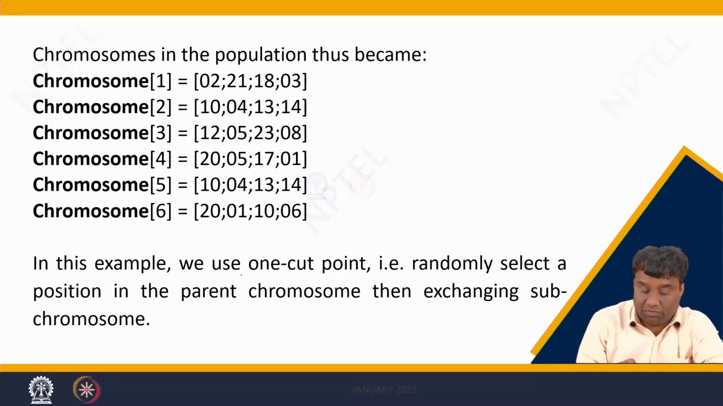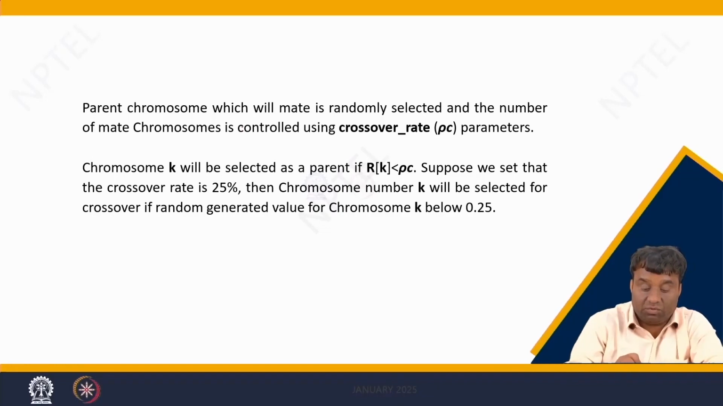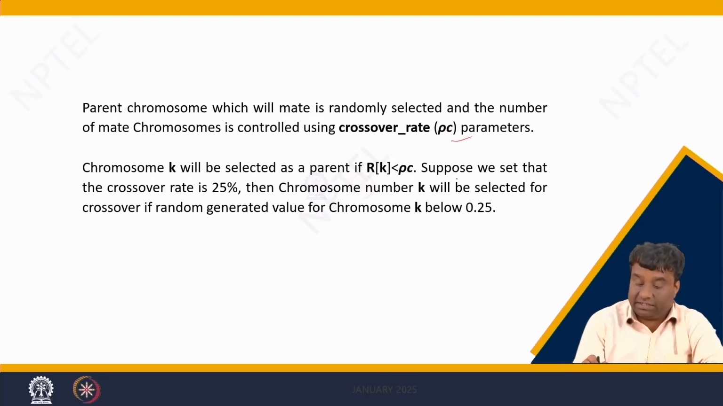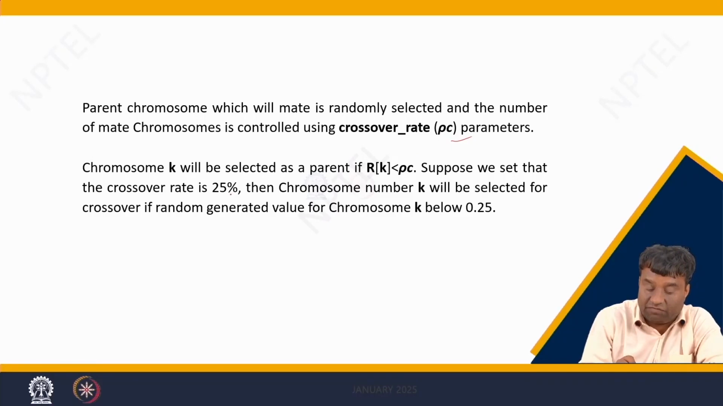For this example, we use one cut point, that is, we randomly select a position in the parent chromosome, then exchange the sub-chromosomes. The parent chromosomes which will mate are randomly selected, and the number of mating chromosomes is controlled using the crossover rate parameter. Chromosome K will be selected as a parent if the random number of the kth chromosome is less than the crossover rate. Suppose the crossover rate is 25%, then chromosome K will be selected for crossover if the randomly generated value for chromosome K, that is RK, is below 0.25.